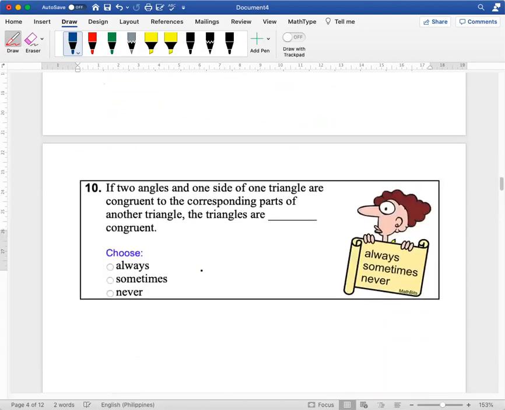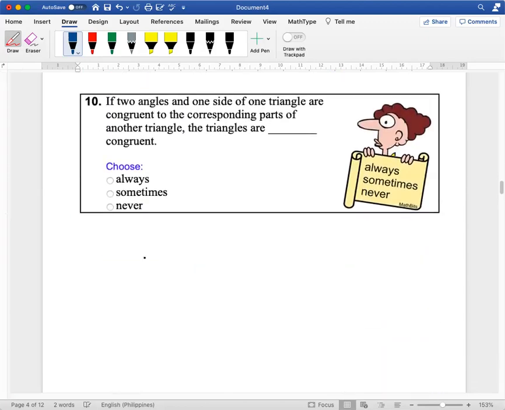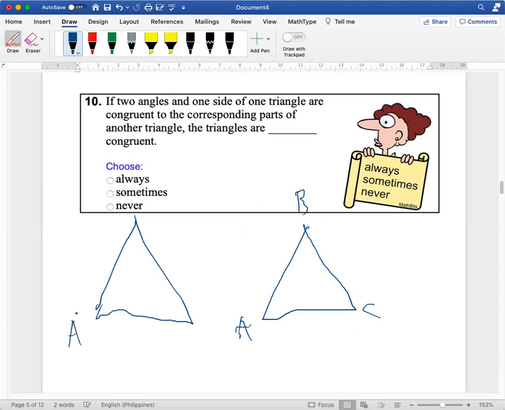Let's proceed to the next, number 10. All right, let's solve this. If two angles and one side of one triangle are congruent, let's draw the triangle. Here, let's say ABC. Again, guys, when we talk about geometry, it's better to draw the figure so we could easily determine the relationships of the parts. So if two angles and one side of the triangle are congruent to the corresponding parts of another triangle, let's have another triangle here, A prime, B prime, and C prime.